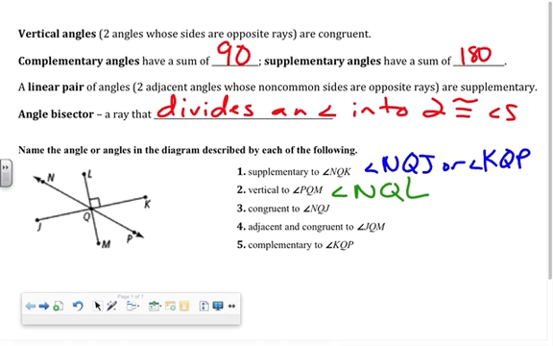An angle congruent to angle NQJ. Congruent is just a measurement distinction, but since we know that vertical angles are congruent, maybe what you're looking for is, does angle NQJ have a vertical angle? Does it? Which one is it? KQP. It's KQP.